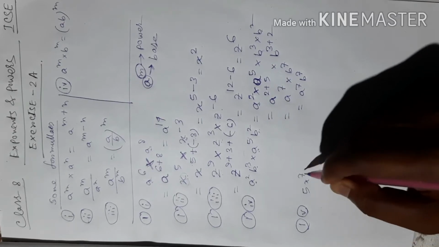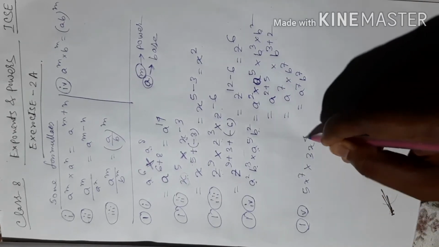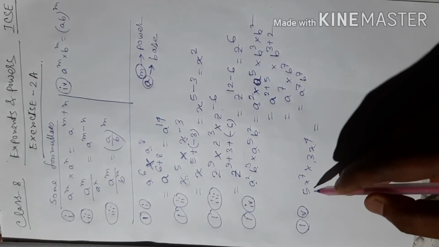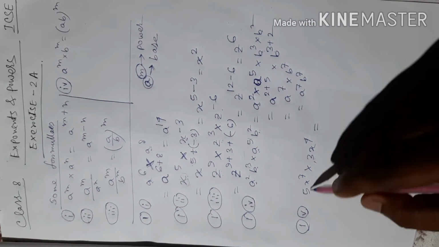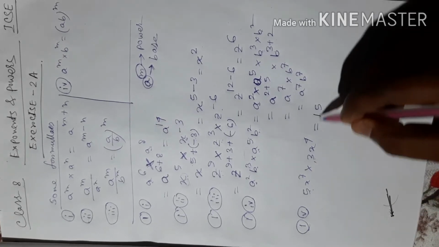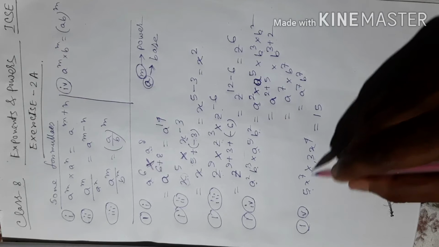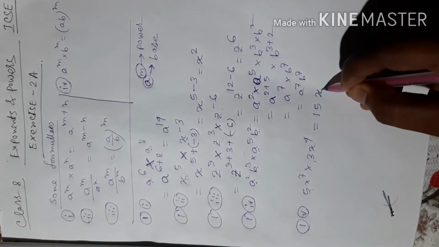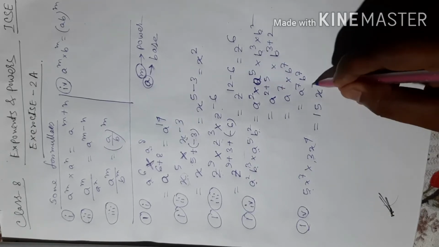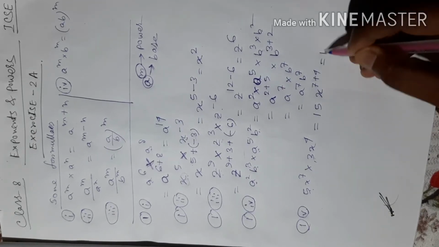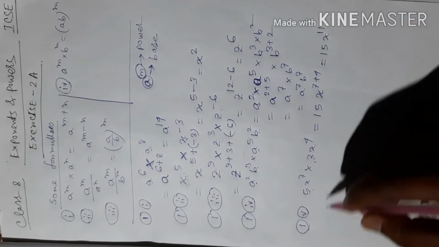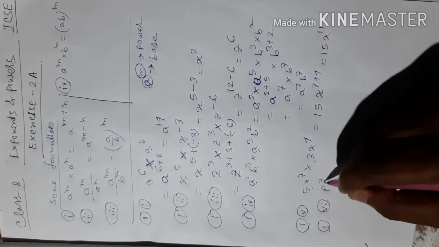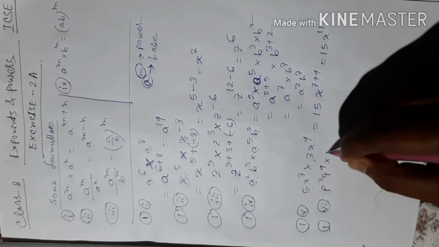5x to the power 7 into 3x to the power 4. Here there are two constant terms, so 5 threes are 15, and x to the power 7 and x to the power 4. So one x can be written and the power must be added. So 15 x to the power 11. Okay. Next math.